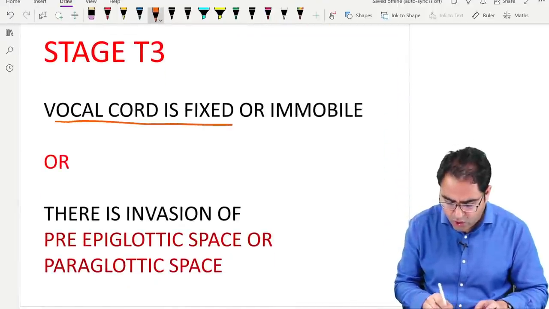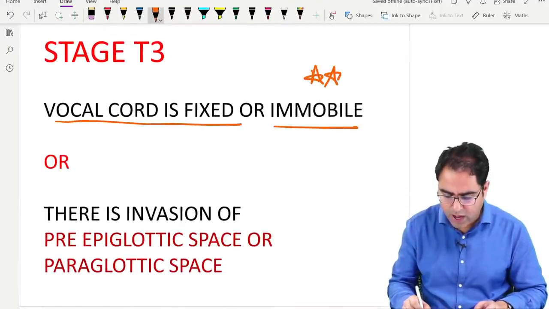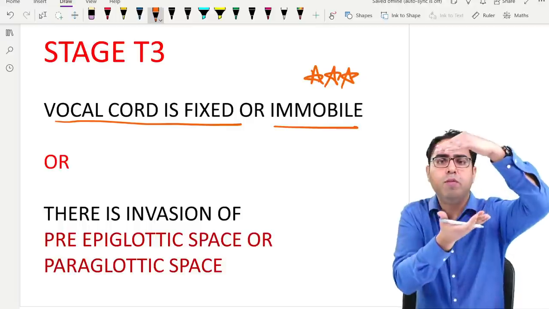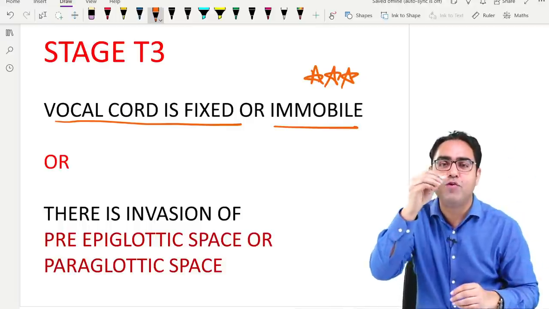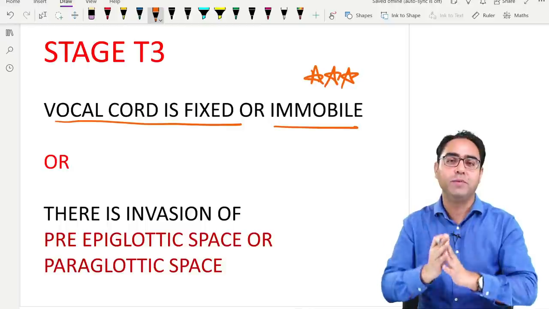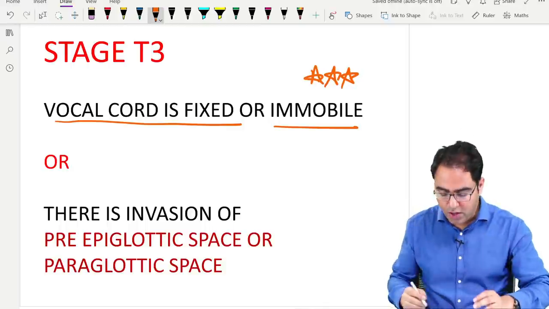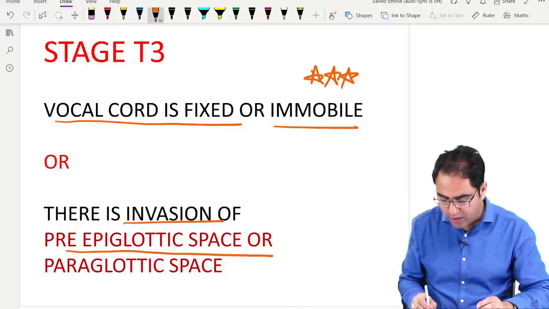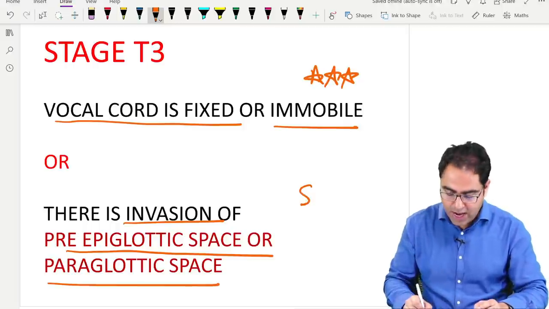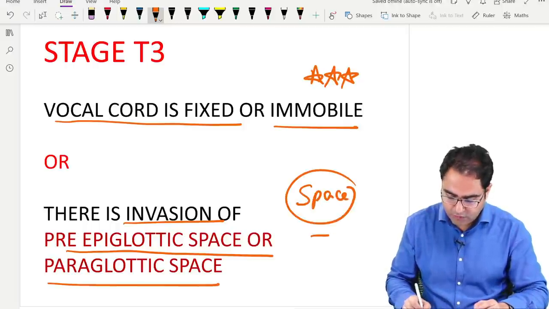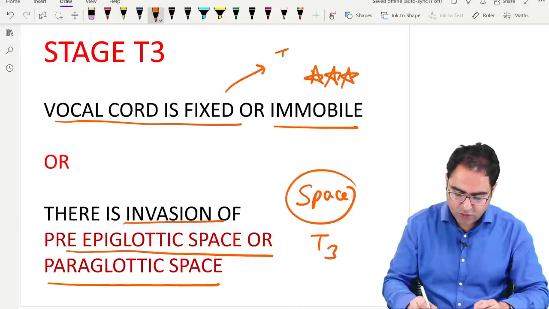Now, the most common question is T3, beta. T3 is vocal cord is fixed or immobile. The star question, beta. They will make a one kilometer long statement and say the left vocal cord is fixed. I know it is T3, beta. Or for INI CET, there is invasion of pre-epiglottic space or paraglottic space. Any space word mentioned is T3, beta. Vocal cord fixed is also T3, my dear friends.